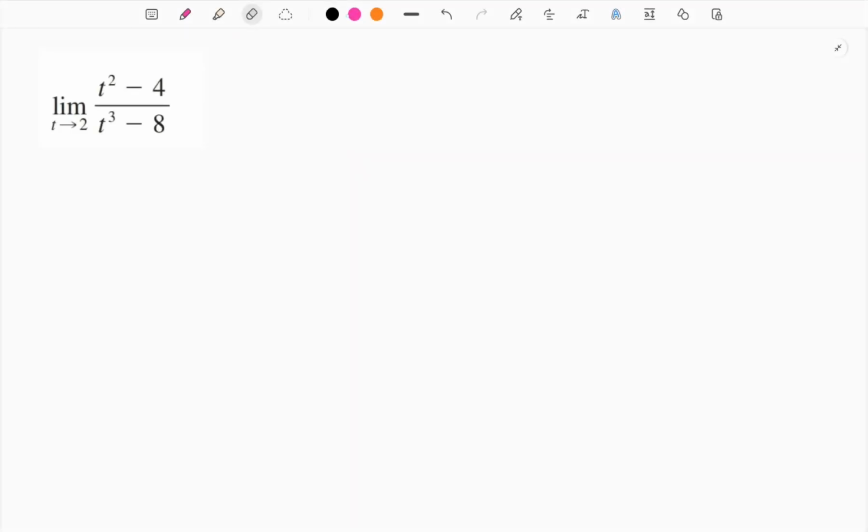Okay, in this video, we're going to find the limit of this function over here. Depending on where you are in your study, there are different ways we can find the limit. So let me just show you a few ways and then you can pick whichever way you feel the most comfortable with. As a general first step to find any limit, let's first try to plug in t equals 2 into the function.